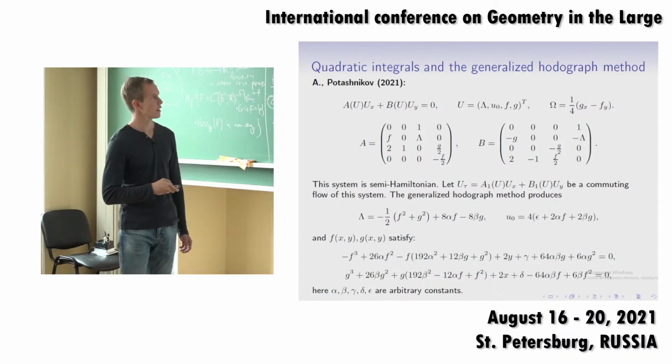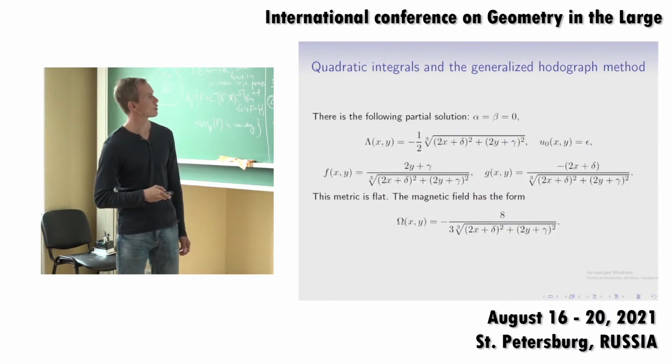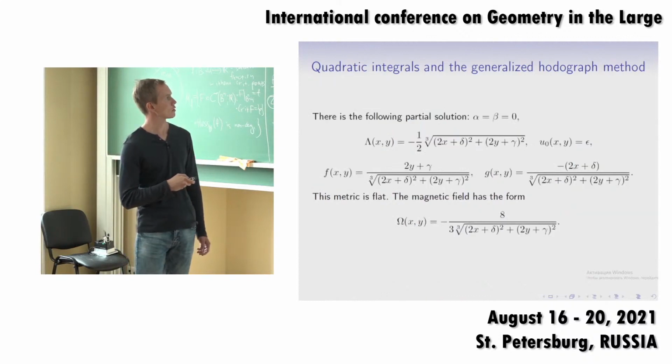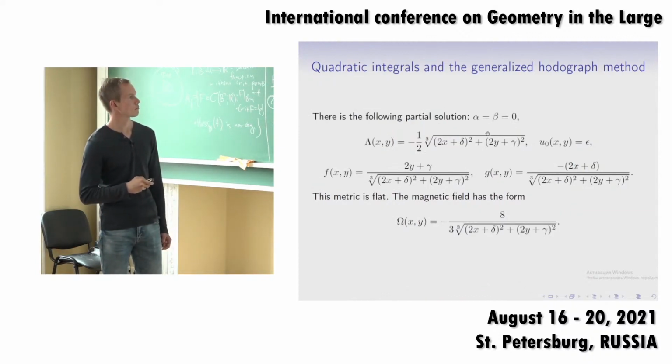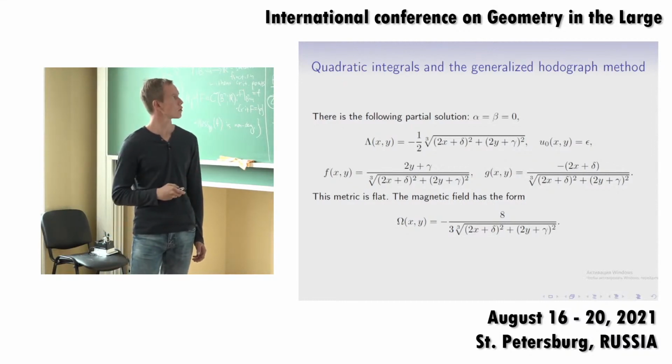And in the simplest case, when alpha and beta are equal to 0, we manage to find explicit solutions, which are written on this slide. Of course, this is not a two-dimensional torus, but nevertheless, certain explicit solutions are obtained.